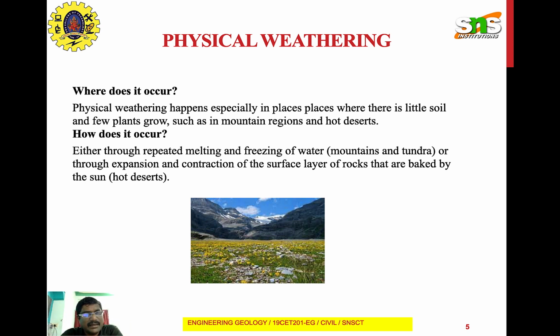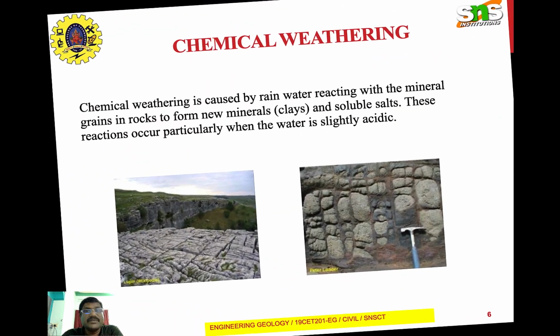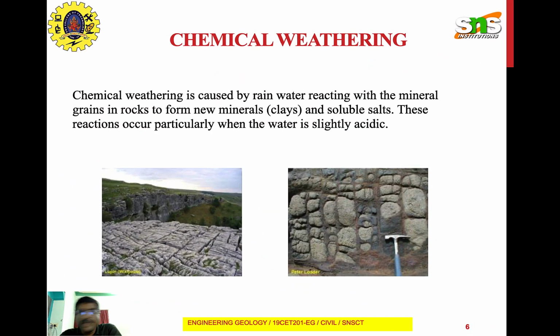How does it occur? Either through repeated melting and freezing of water, in mountains and tundra, or through expansion and contraction of the surface layer of rocks that are baked by the sun in hot deserts. Next one is chemical weathering. Chemical weathering is caused by rainwater reacting with the mineral grains in rocks to form new minerals. The rock already contains some chemicals, and it will react and form new types of clays or insoluble salts.